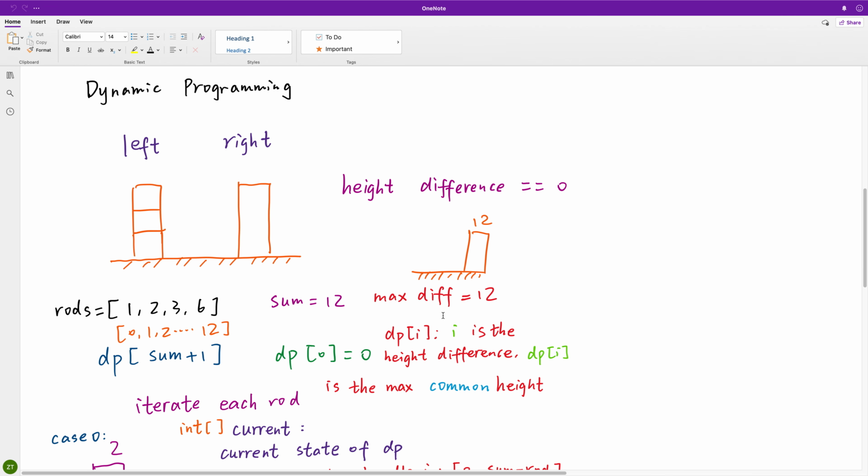Let's see how to solve it via dynamic programming. We also have two sets, left and right, but this time we distinguish these two sets by which one is higher and which one is shorter. So these are two different sets.